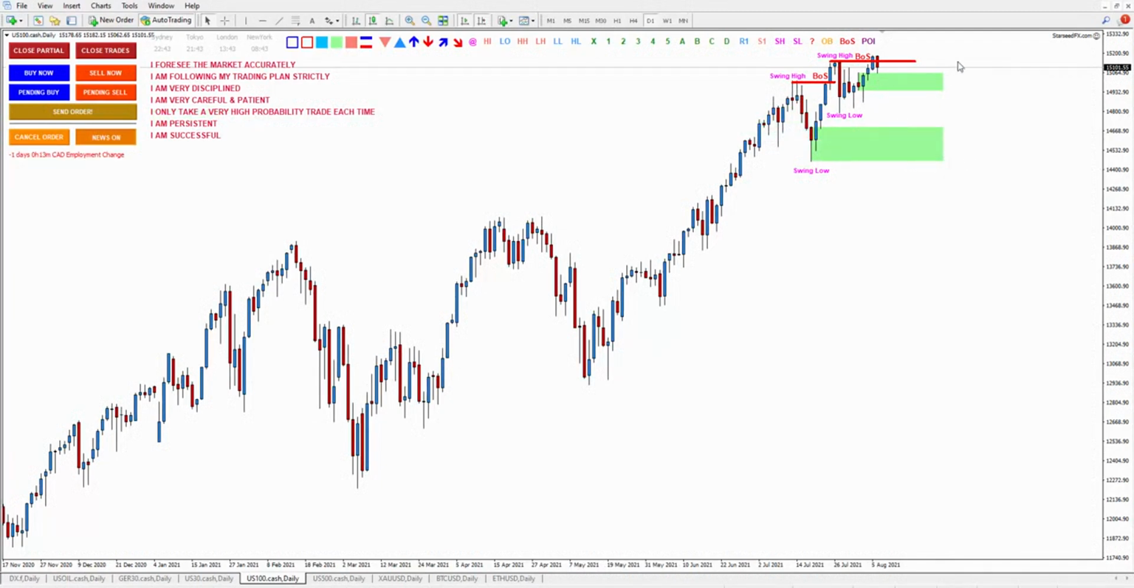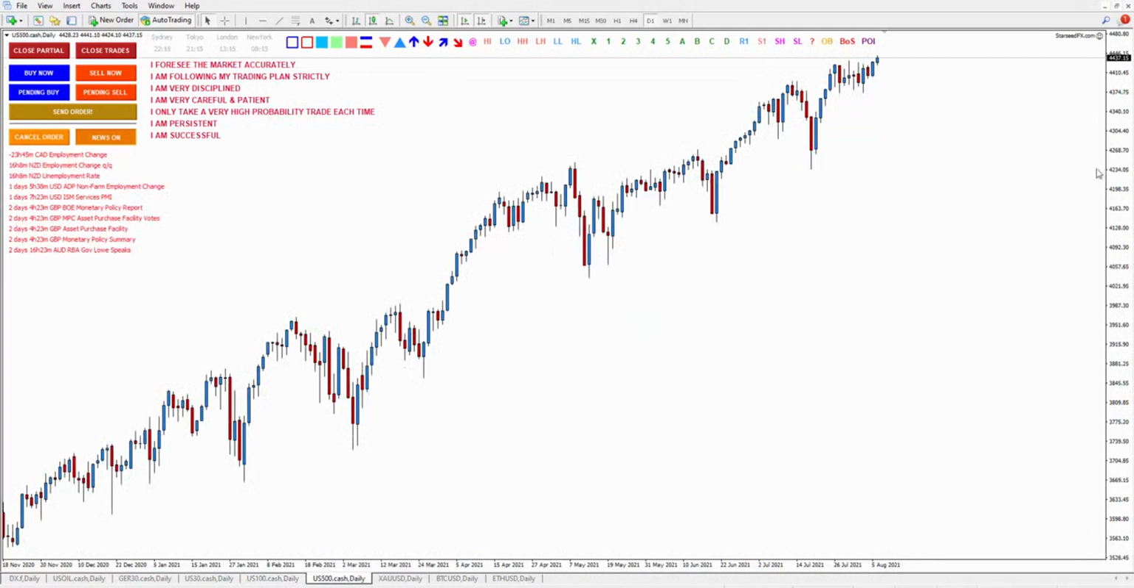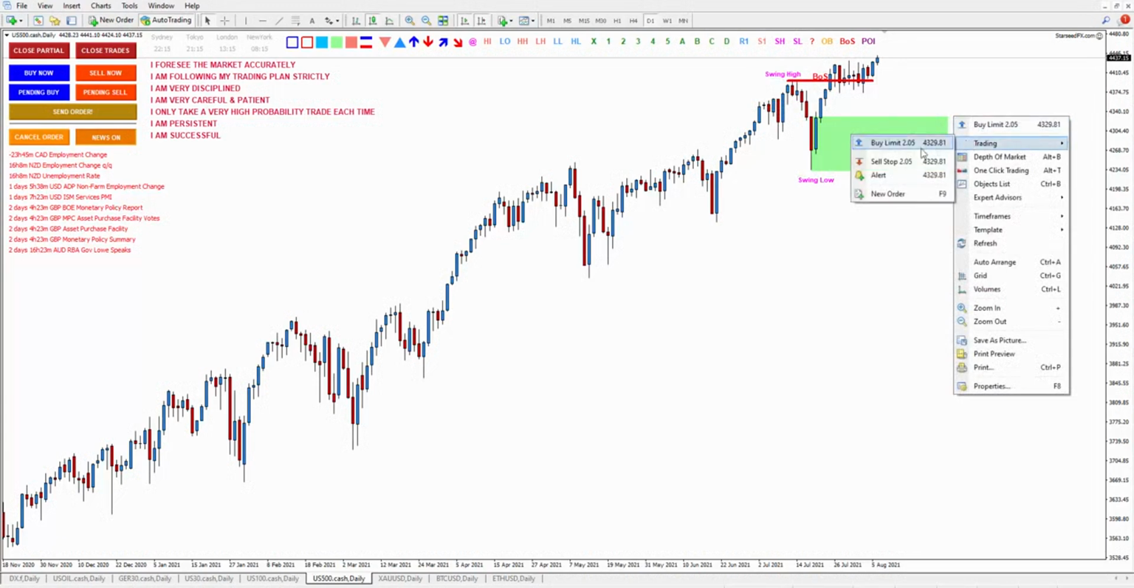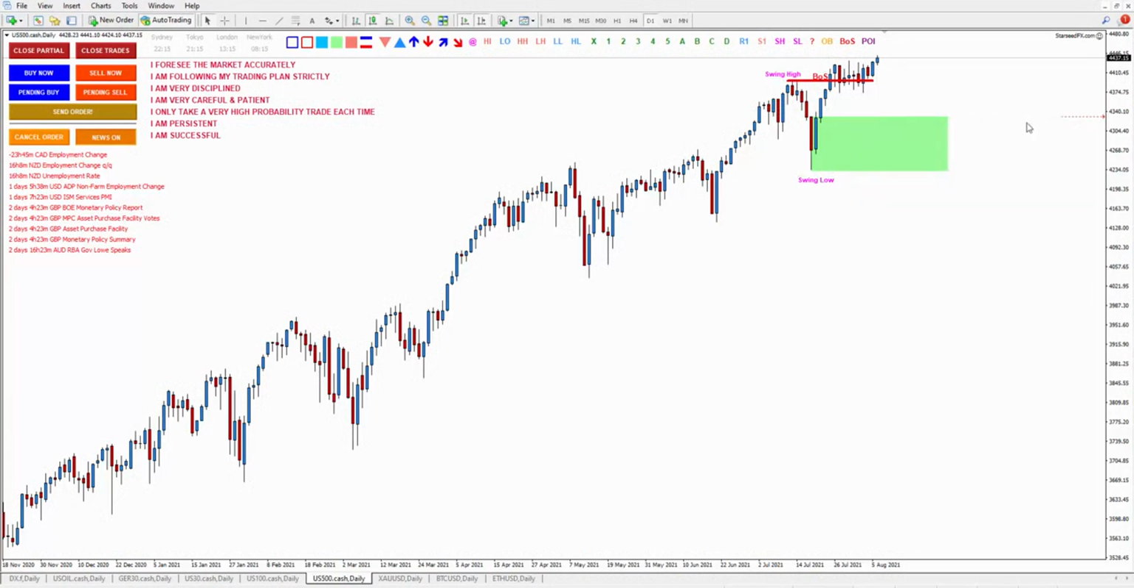So here is the look of US 100 with the order block analysis. Now let's go to US 500. Here is the last order block that has not been touched yet by the price, and this is the break of structure. This is your swing high, and this is your swing low. You may want to put an alert over here. Right click, choose trading, set an alert.